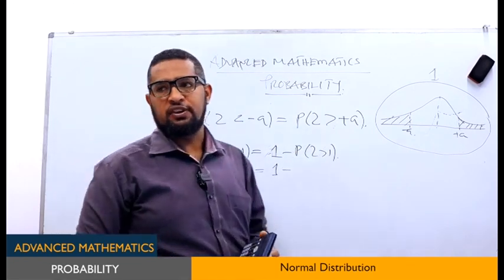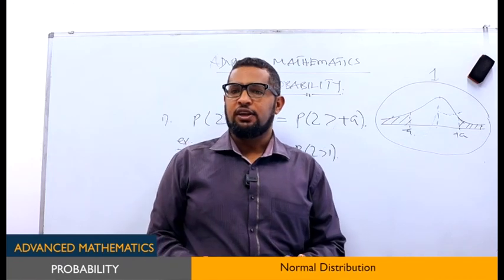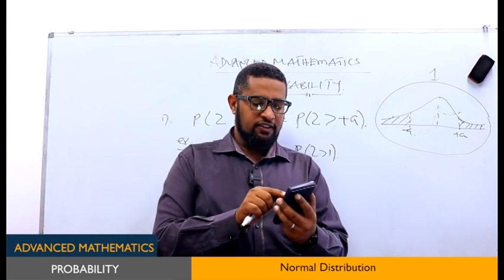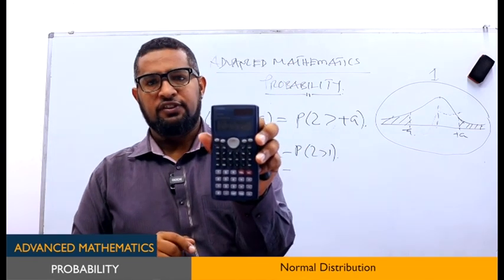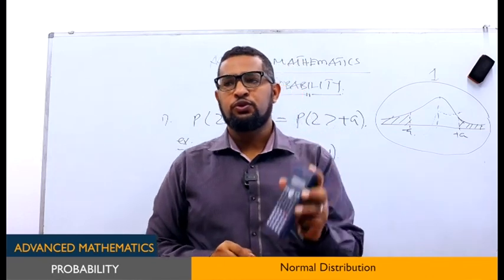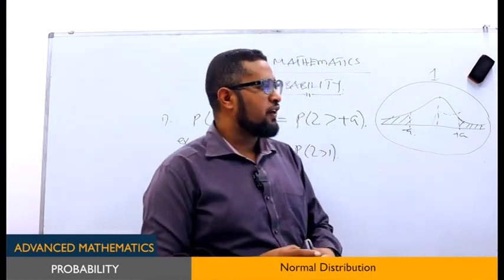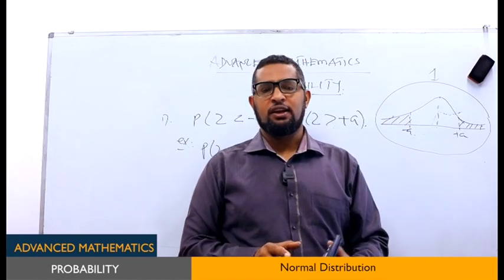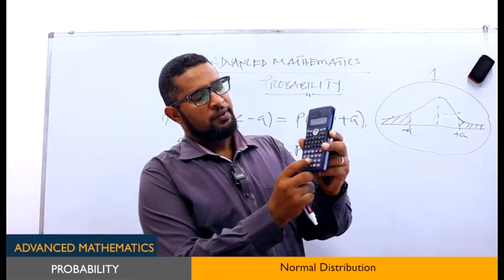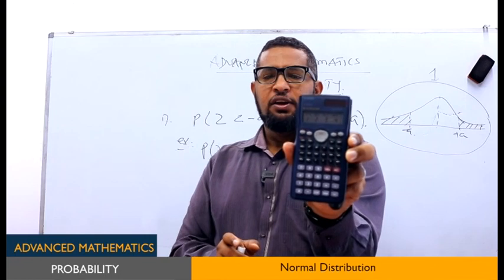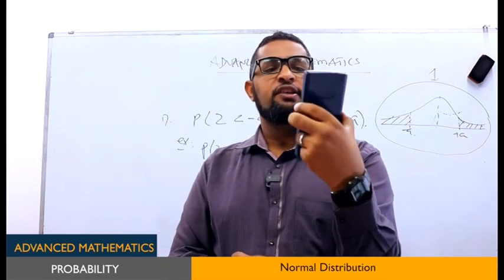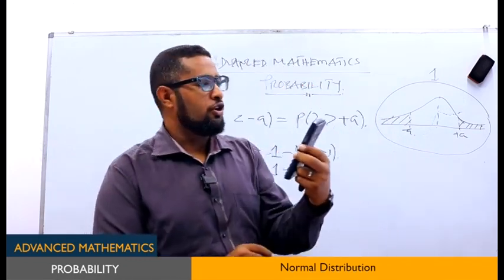Now it's time to use your calculator. But how do I use a calculator? You need to go to mode and make sure your calculator is in SD mode. So press 1. After pressing 1, my calculator is now ready to use. So how do I find P of Z greater than 1? Just press shift and then go to distribution, press number 3. If you press number 3, you'll see the letters P, open bracket, Q, open bracket, R, open bracket, and so on.